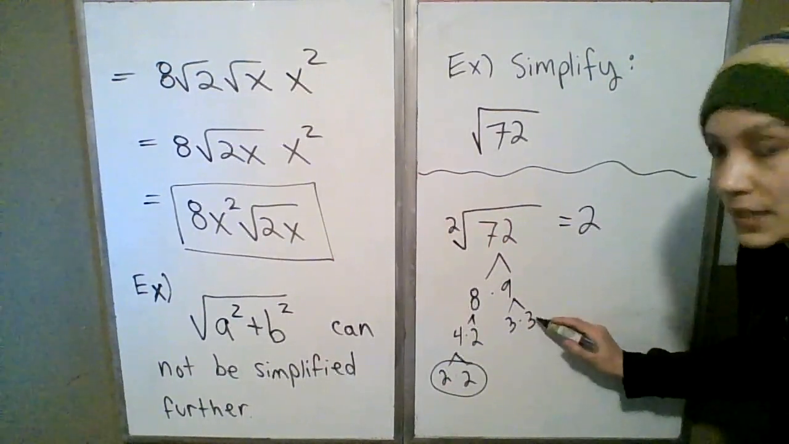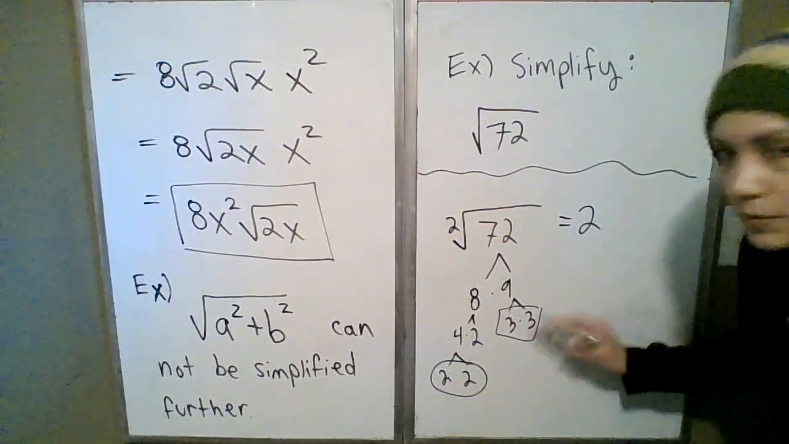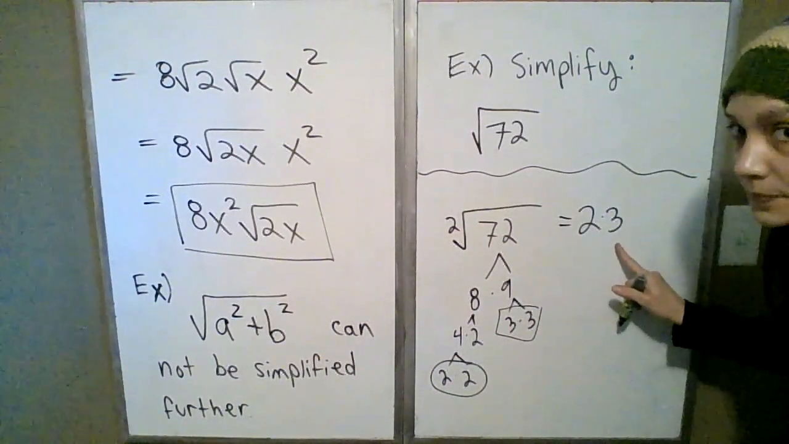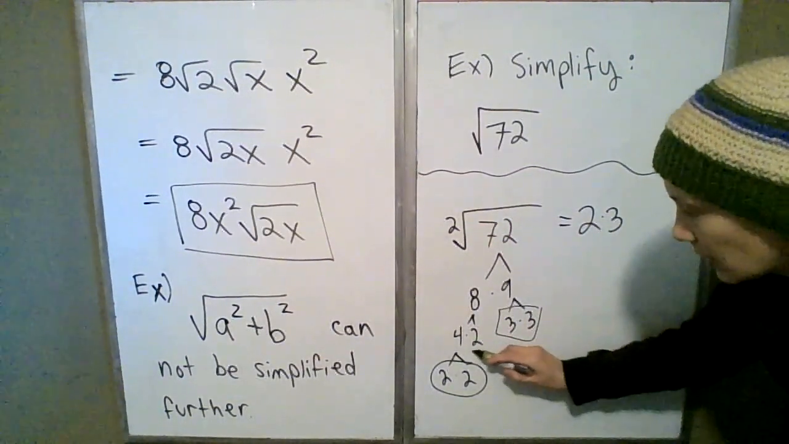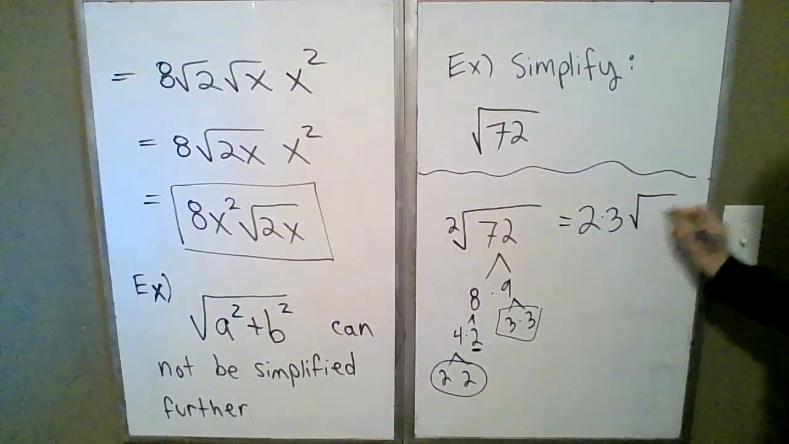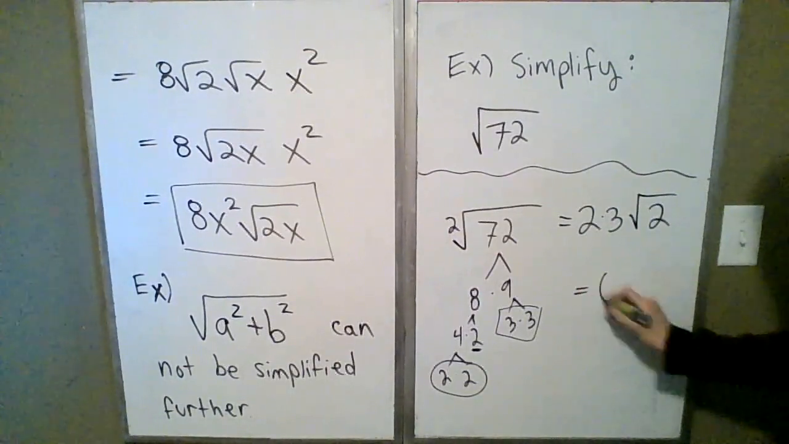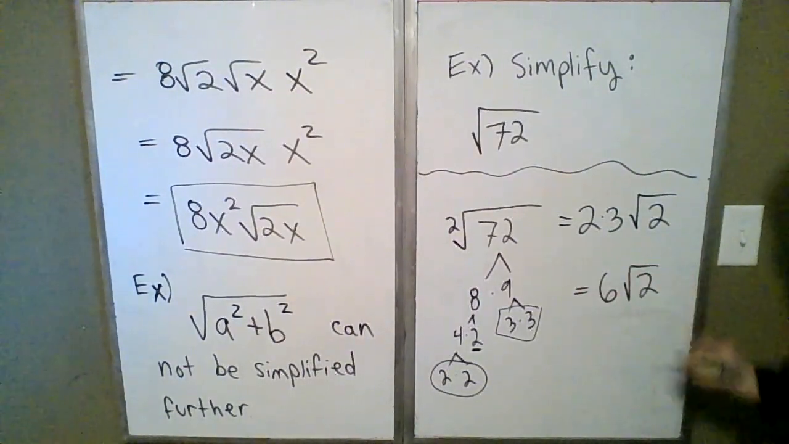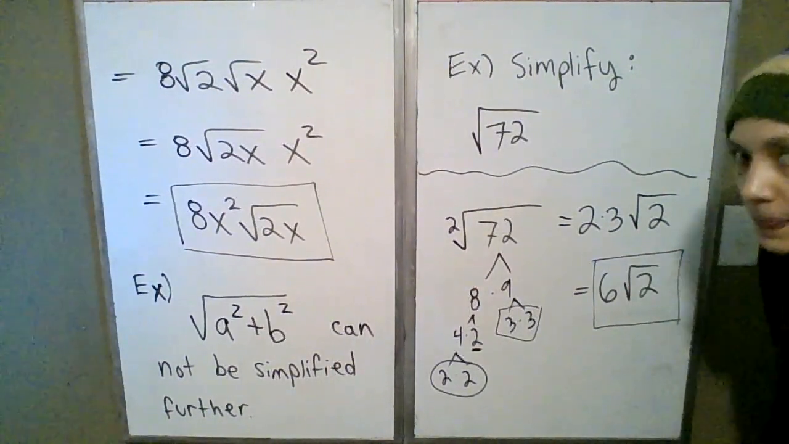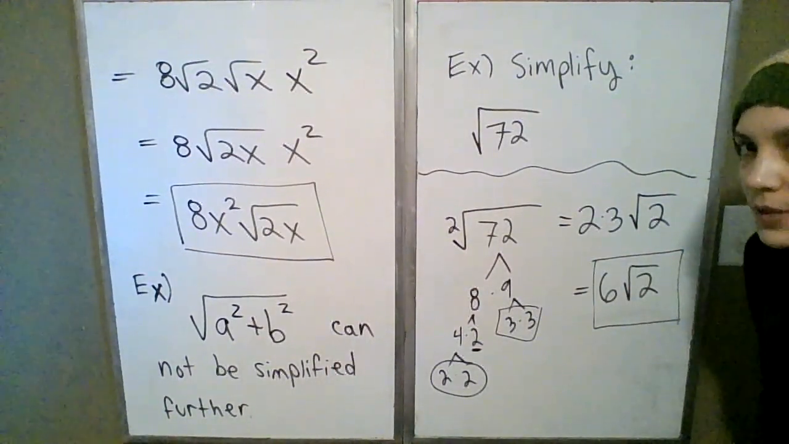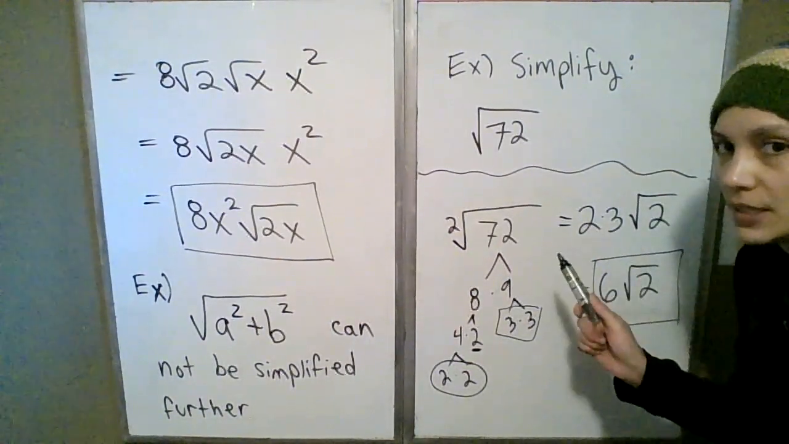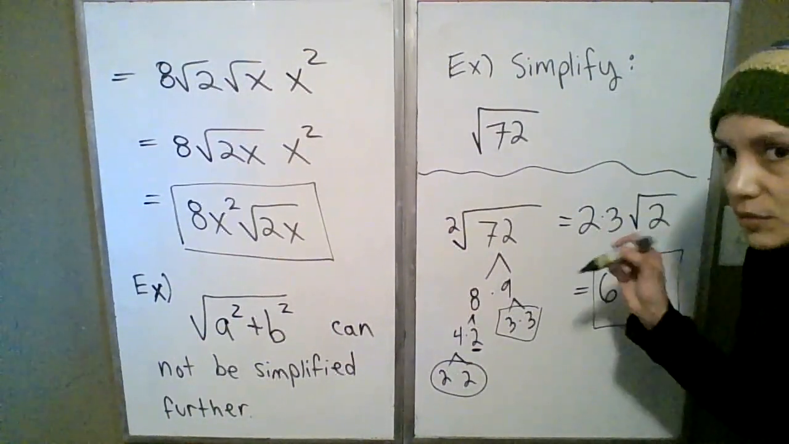And this pair of 3s gives me a 3. It's 2 times 3. And then this 2 right here is left over. It stays under the root. So I got 6 root 2. See if we can do another one like this. Okay, this time we'll do 72, but find the cubed root of 72.